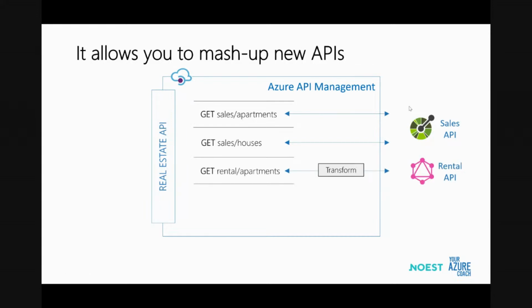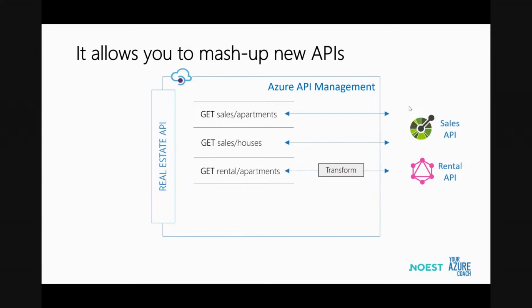The next advantage of Azure API management is the fact that you can mash up new APIs. So in my demo scenario, I have also a rental API where we have the rental apartments available. But that rental API is a GraphQL API. But I don't want my app developers to consume both the sales and the rental API. So that's why I will use API management to do a transformation.